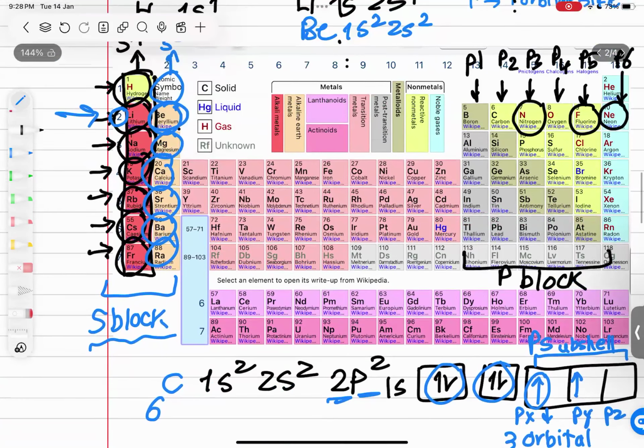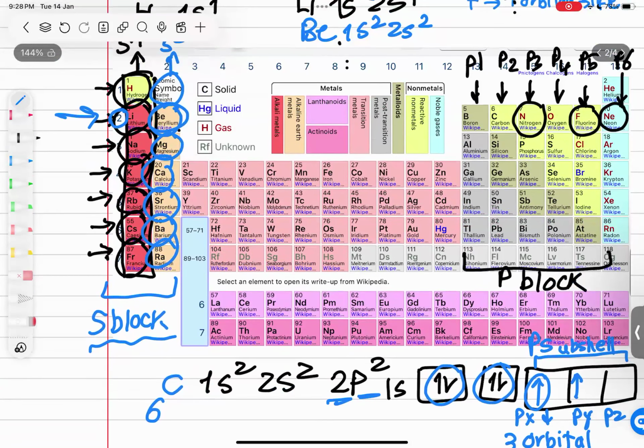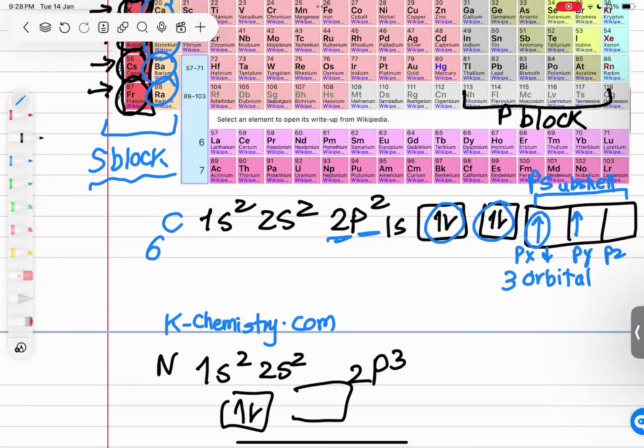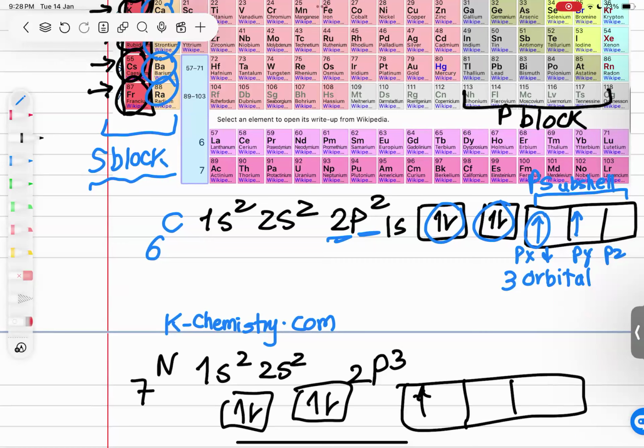But let's try to prove this is correct. Let's go from the beginning, carry the pen in our hands, and say 1s2, 2s2, 2p3. So that was correct. We draw this like that. And then p3, how many electrons do I have? 3. They are a total of 7. So I put 1 here, 1 here, 1 here: 1 in the px, 1 in the py, and 1 in the pz.